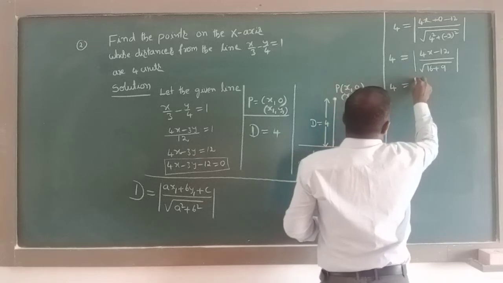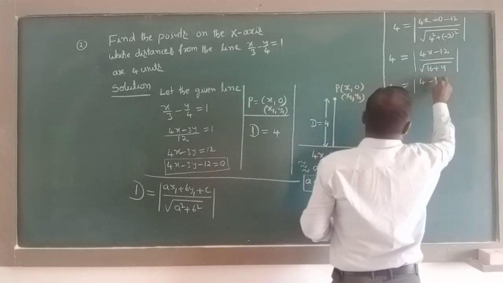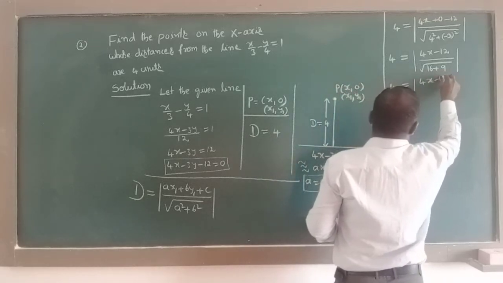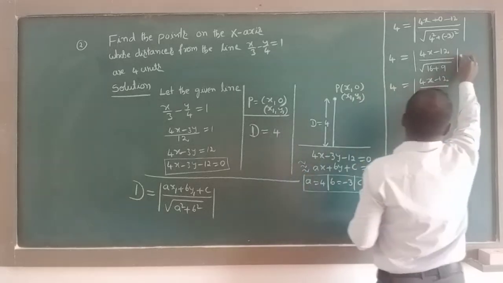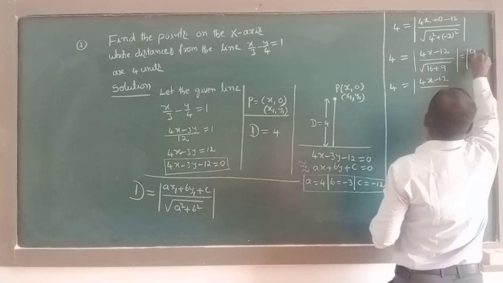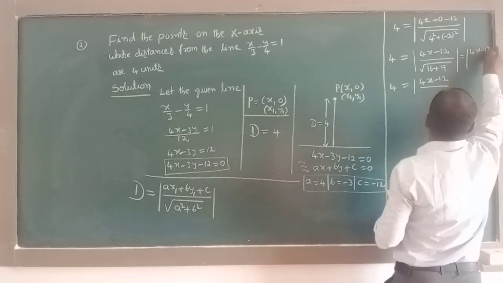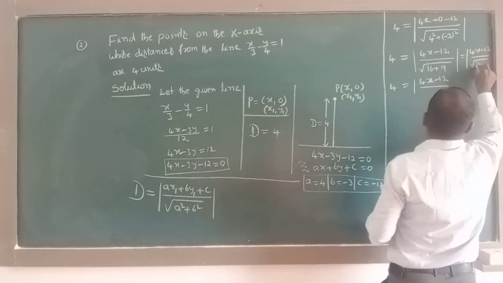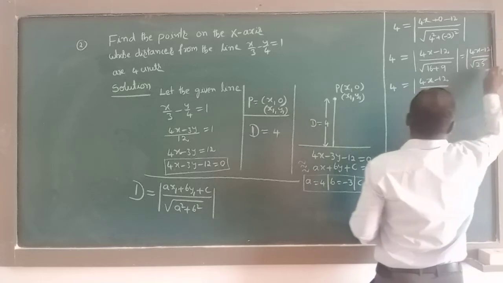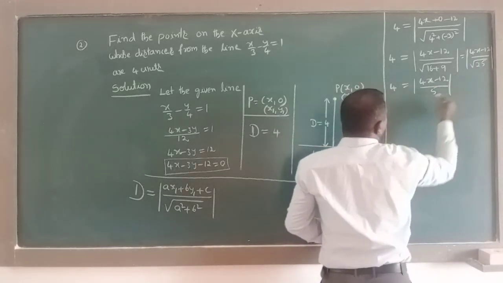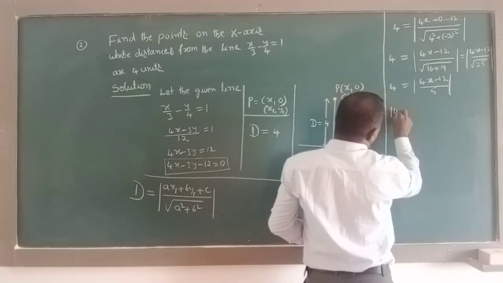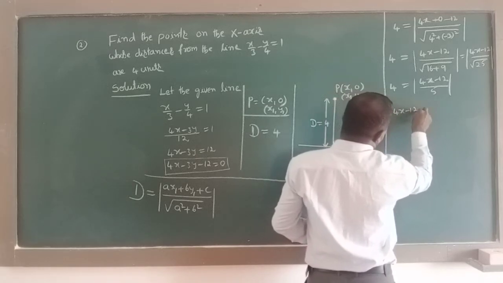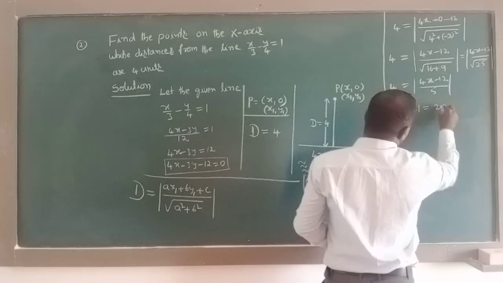4 is equal to modulus of (4x minus 12) divided by square root of 25. Square root of 25 becomes 5 here. Taking cross multiplication, modulus of 4x minus 12 is equal to 20.